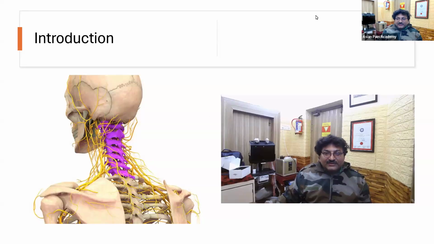The facet is that the area of the joint is comparatively more. They are forming the articular pillars, and sometimes this capsule is not very continuous. So these are the problems with the cervical epidural.